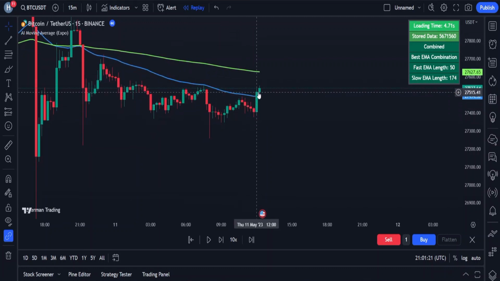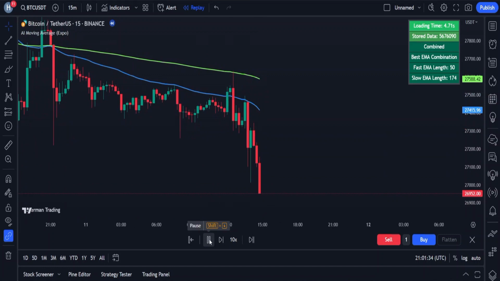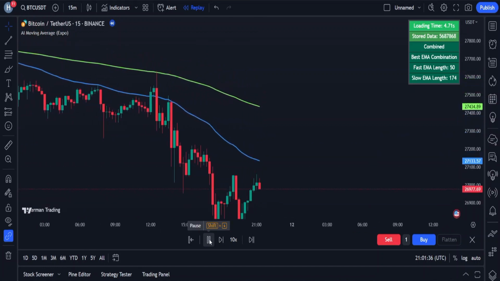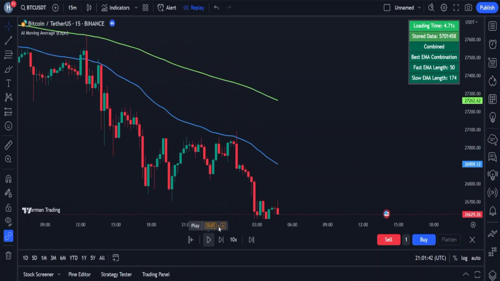If this is the case, we will look for the price to make a retracement to the fast EMA. In order to confirm that the price won't continue in the upward direction, we will need to see the price respecting the fast EMA, indicating that there is still bearish pressure in the market. As you can see here, the price respected the fast EMA and continued in the downward direction.